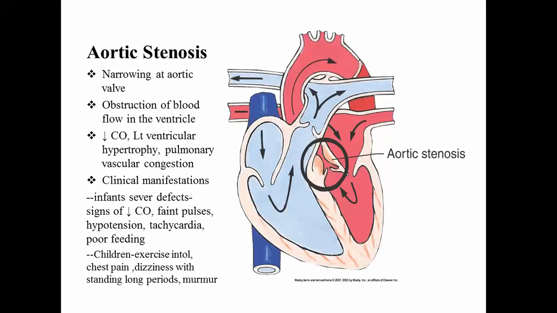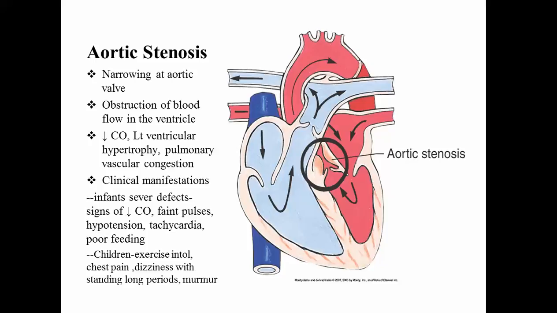So because of this backup, there's extra workload on the left ventricle, and that's why you have left ventricular hypertrophy. And that's really pretty much a prominent feature with this defect. So if the ventricle fails, then left atrial pressure will increase, which leads to increased pressure in the pulmonary veins, and pulmonary edema ensues.